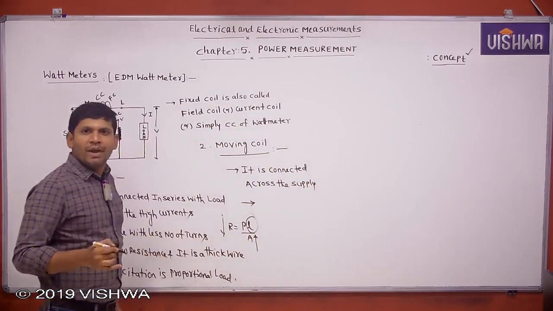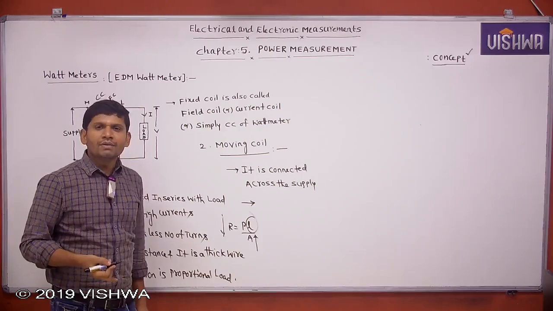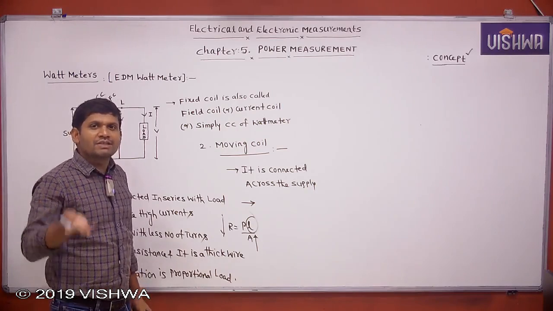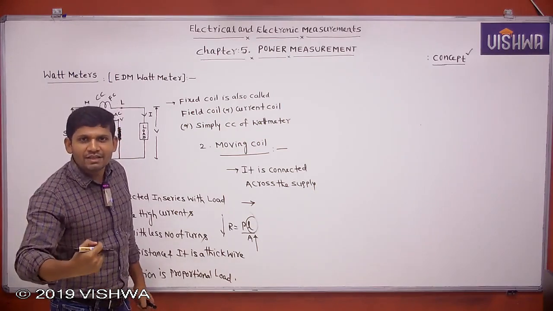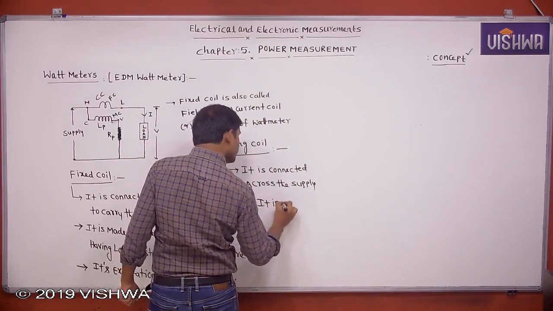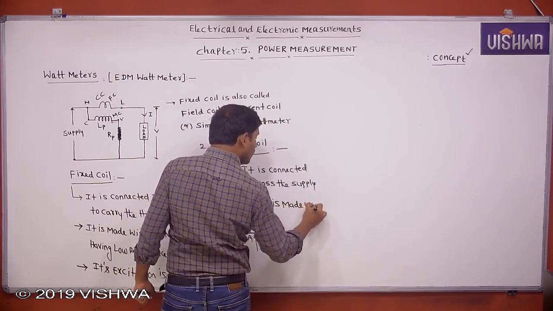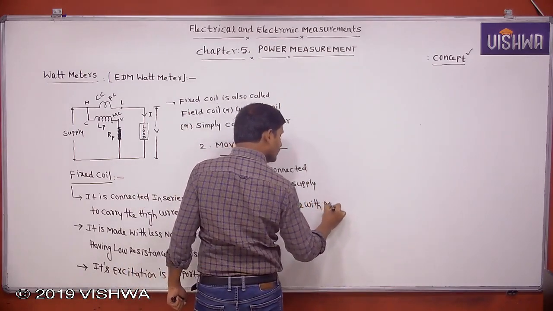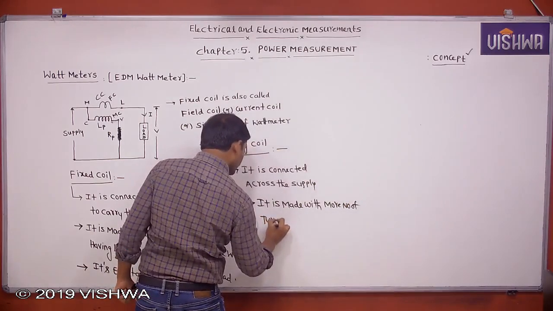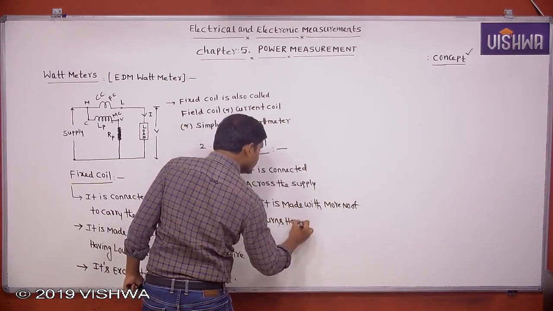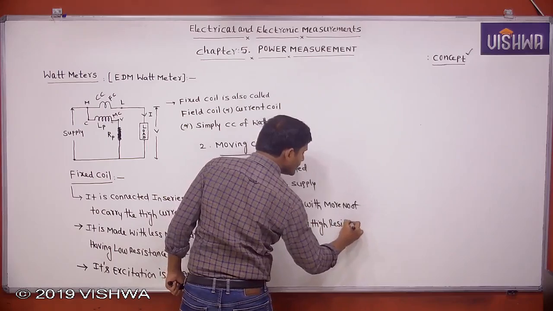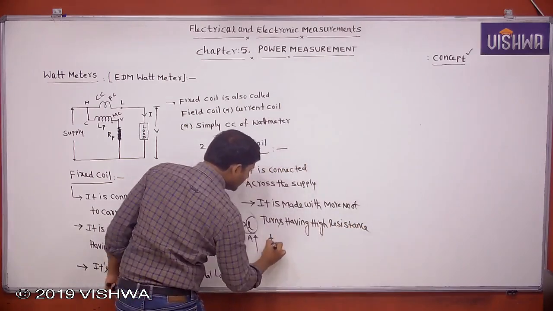Then it is made with more number of turns, having low resistance; more number of turns having high resistance. If the resistance is high, it means the cross section area is less, that's why it is a thin wire. It is made with more number of turns, having high resistance, and it is a thin wire.